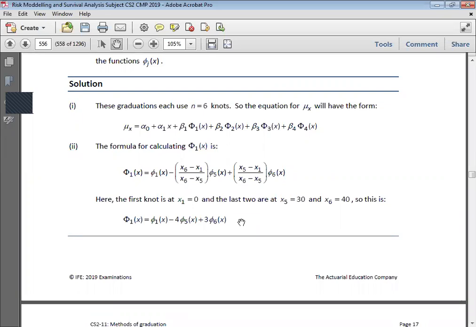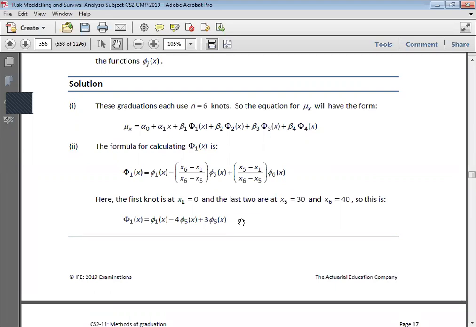Any doubts with this method, guys? Anyone? Any doubts? No, ma'am. Mihir? No, ma'am. Okay, good.